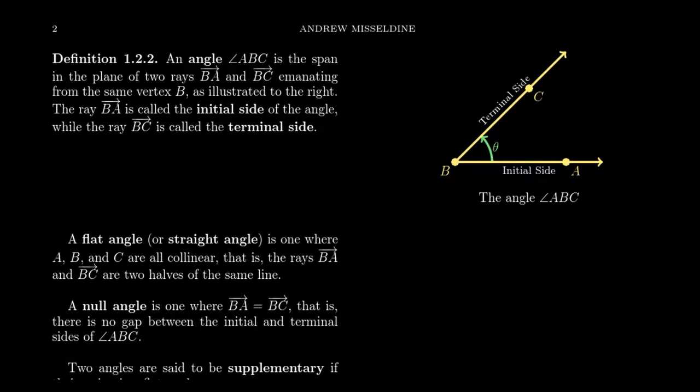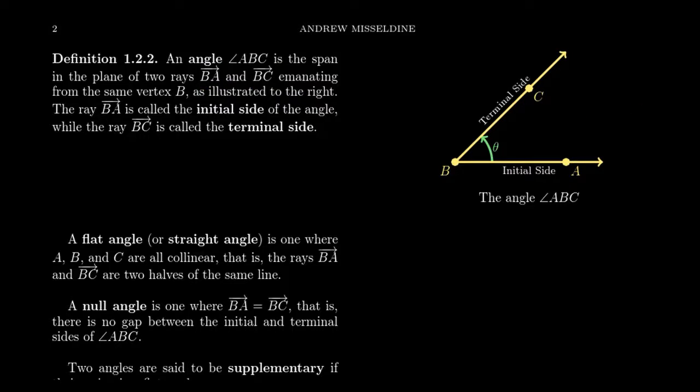An angle is going to be determined by three points in the plane, which we'll call A, B, C. And so we'll denote that angle as angle ABC. It's giving me the span in the plane of two rays that share a common vertex. So let's say those rays are going to be the ray BA and the ray BC. The ray BA is the ray that emanates from the vertex B towards the point A. And then ray BC is the ray that emanates from the point B towards some other point C inside the plane, as you can see illustrated right here.